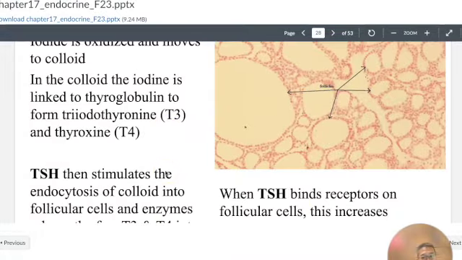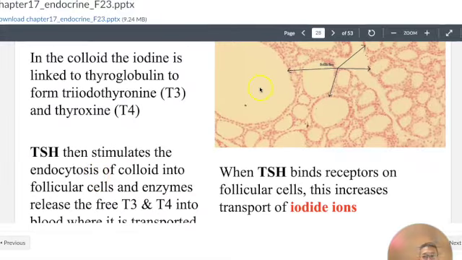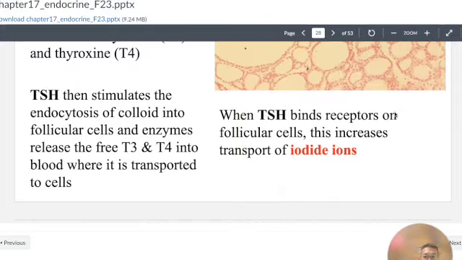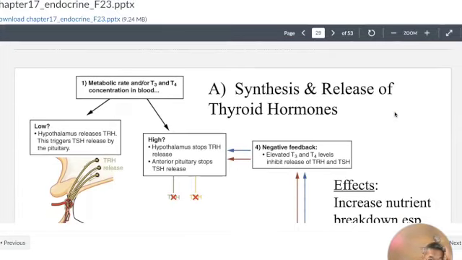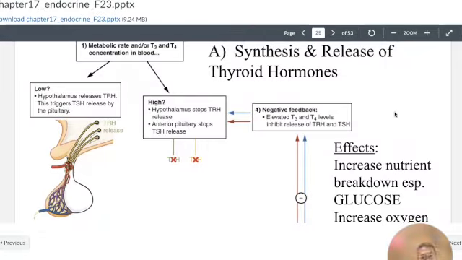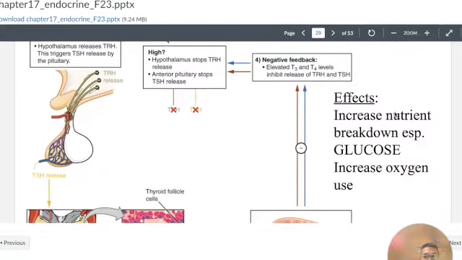TSH is released, causing iodine to be absorbed. Then, in the colloid, the iodine is linked to T3 and T4. Then it is reabsorbed again. It will be endocytosed into the follicular cells. Then it will be released as free T3 and T4. So that's pretty much what it does. The thyroid gland helps with metabolism.